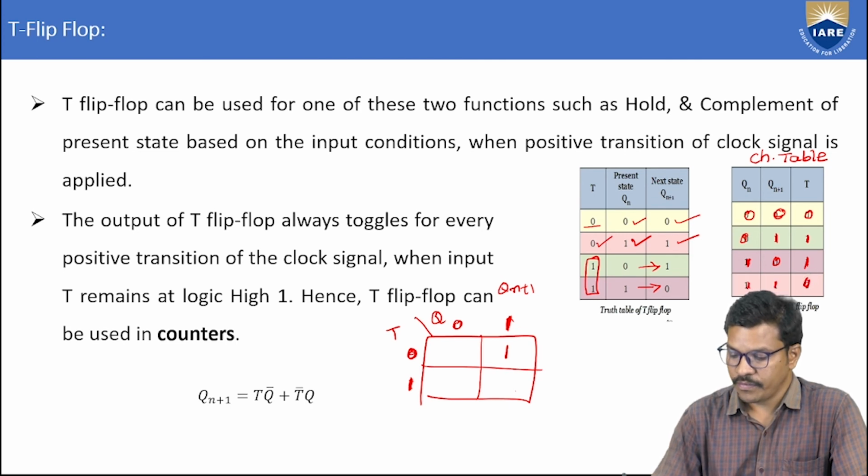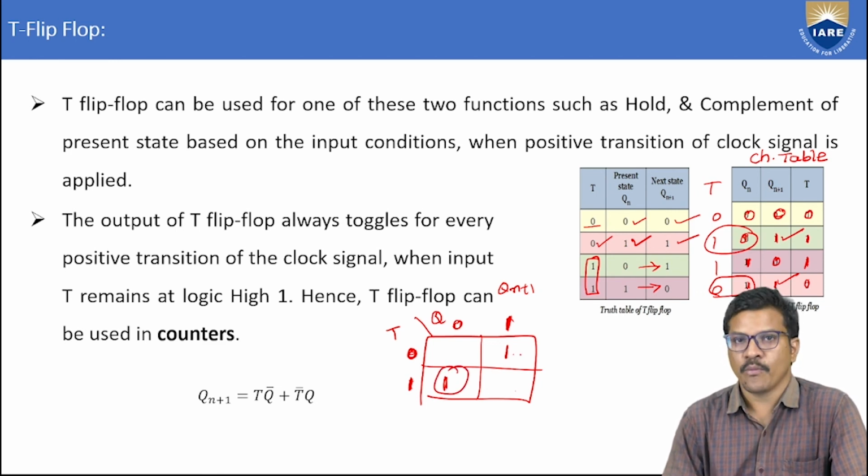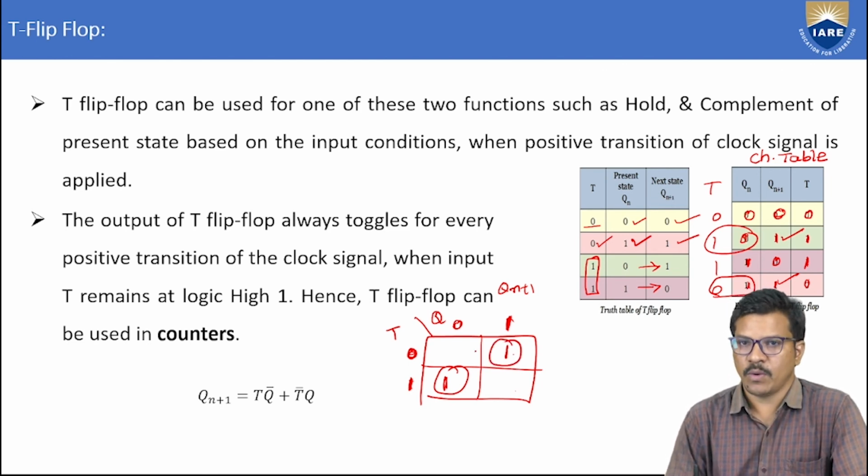Make this one here, T is 0, 1, 1, 0. Where is the output? The next state has two ones, the 0 1 case and the 1 0 case. So we can have single circles because there is no quad, no pair.